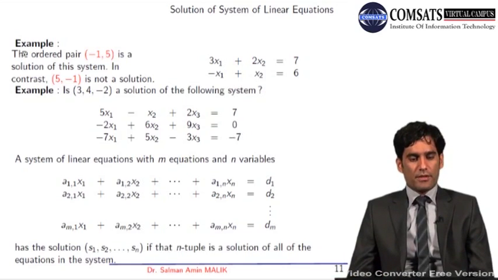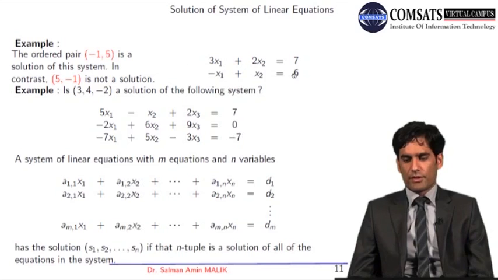This is the ordered pair, example 1. The ordered pair (-1, 5) is a solution of this system. This is a system of linear equations, 2 by 2. How to check this one? This is the ordered pair. It means our x1 has value -1 and our x2 has value 5. Whenever we substitute these values of x1 and x2 in our equations, both equations should be satisfied.